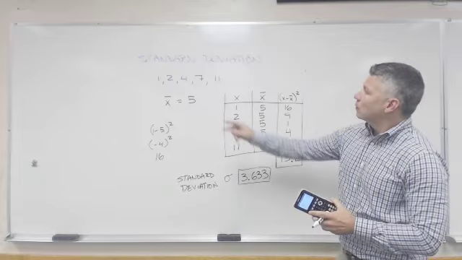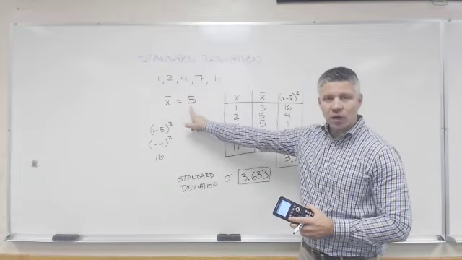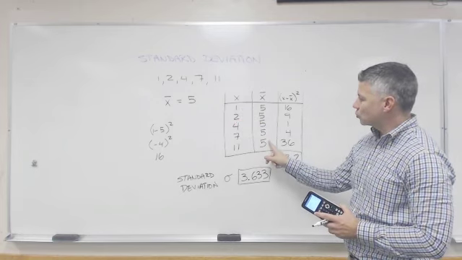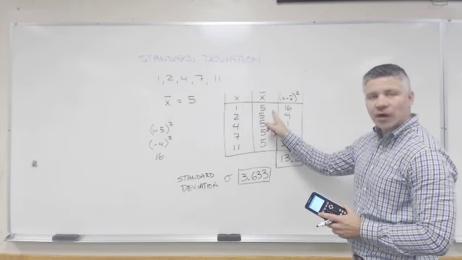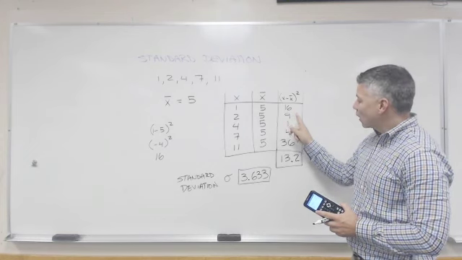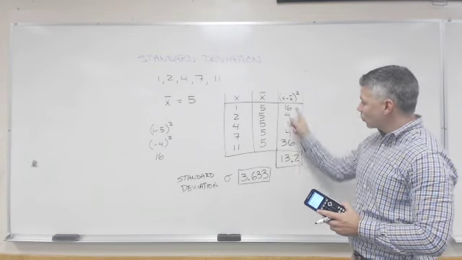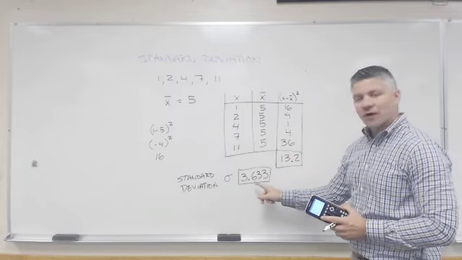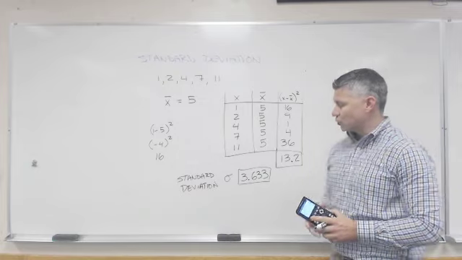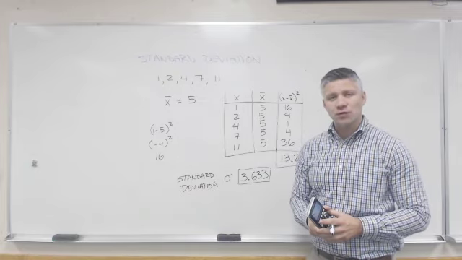So again, standard deviation, find your average, make your chart. List all your numbers, list your average. Subtract, square, and always make sure it's a positive number. After that, we find our average of our new column, and then find the square root of that average. And that gets us to our standard deviation of 3.633.